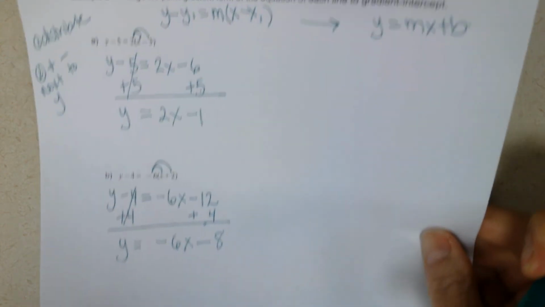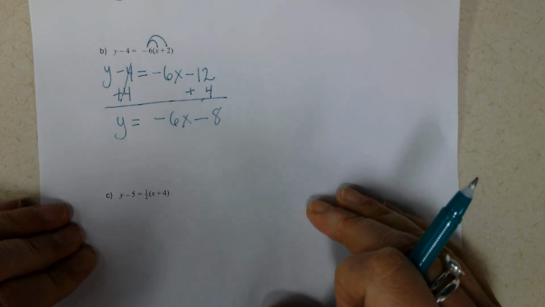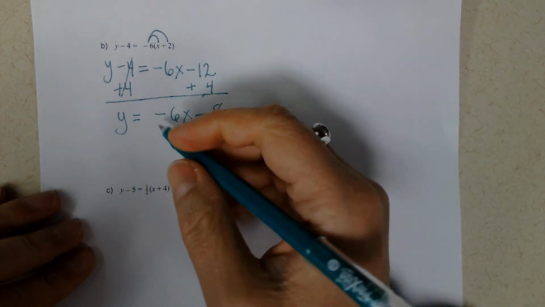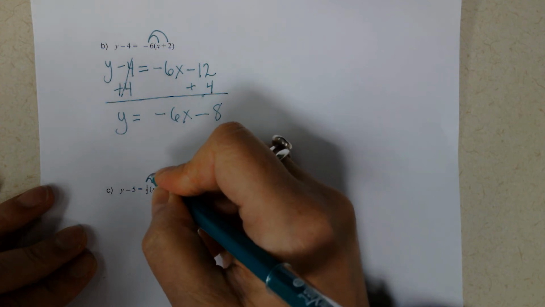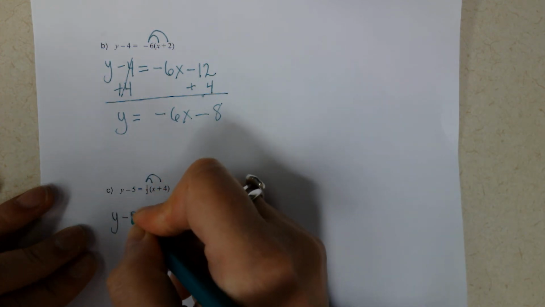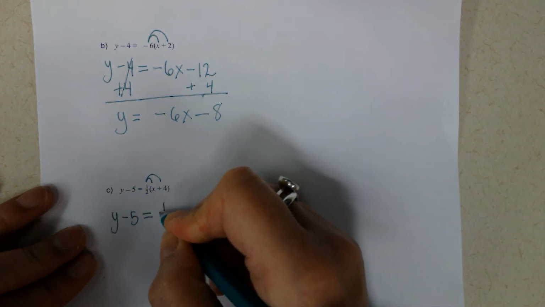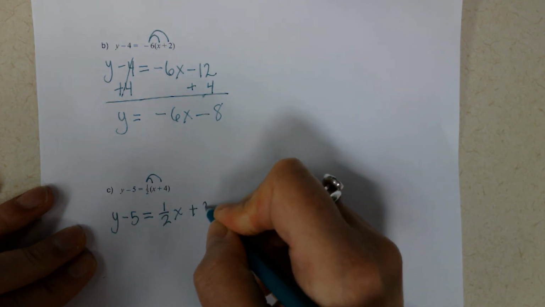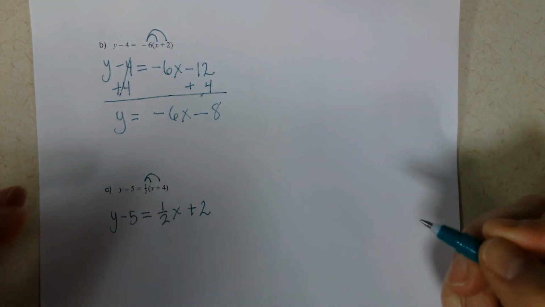Okay, and the last one here, part C. If again you want to try this on your own and come back to see the example, to see the answer, absolutely fine. First, I'm going to distribute the 1/2. So y minus 5 equals 1/2 times x is 1/2 x. 1/2 times +4 is +2. 1/2 of 4 is 2.